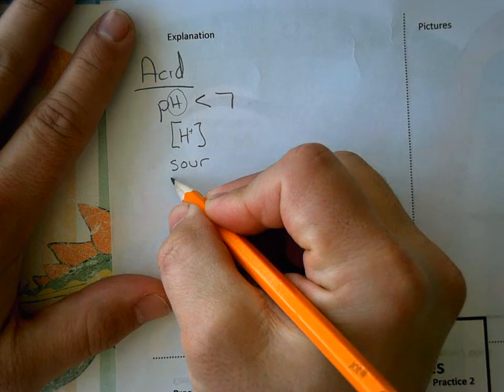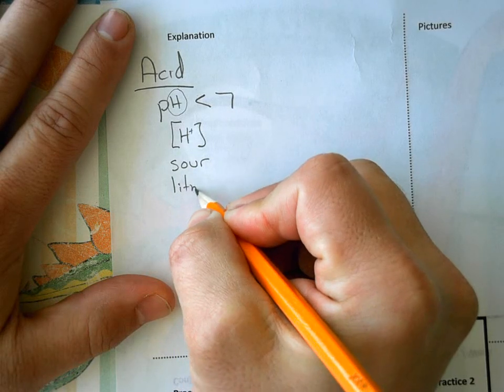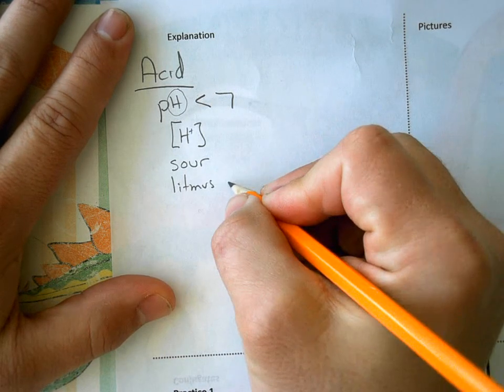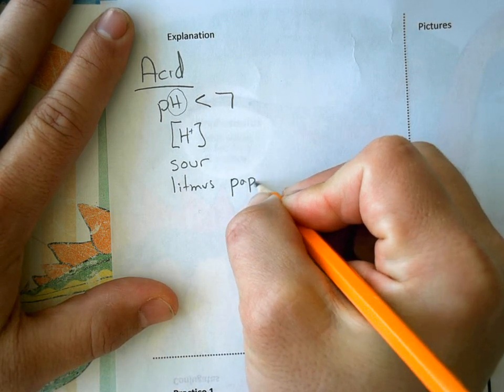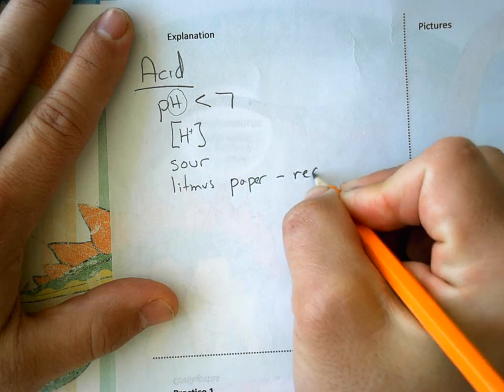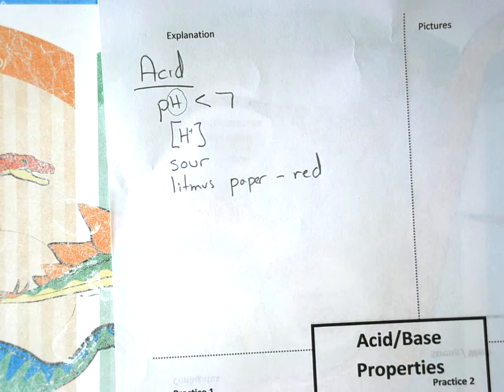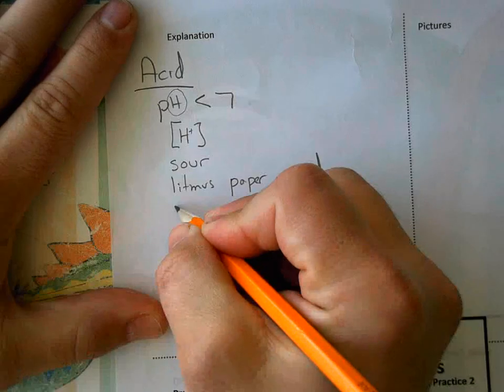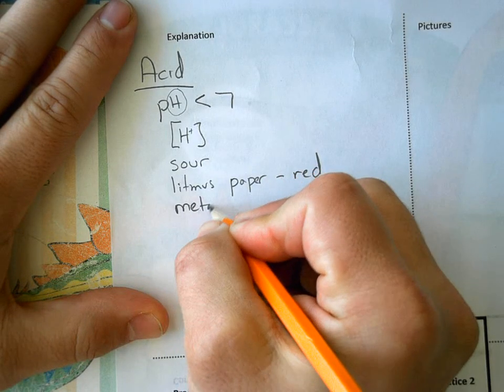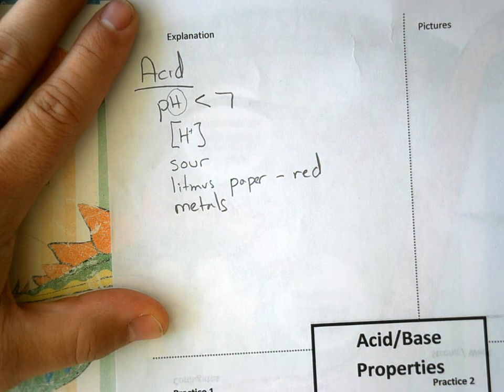Acids are going to turn litmus paper. Now in the lab, I kept saying blue pH paper. It's really litmus paper. So they're going to turn litmus paper red always. So they would keep red litmus paper red, but they would turn blue litmus paper red. They tend to react with metals. So acids tend to react with metals.